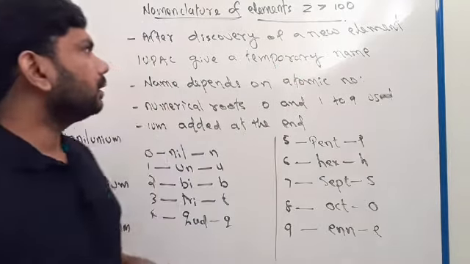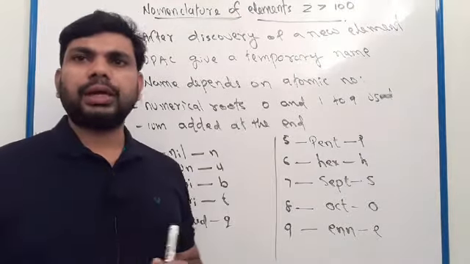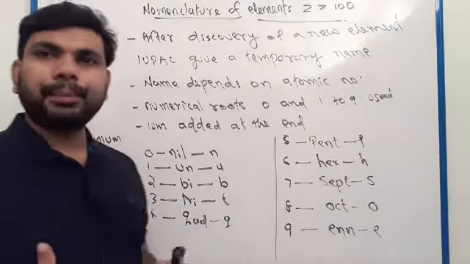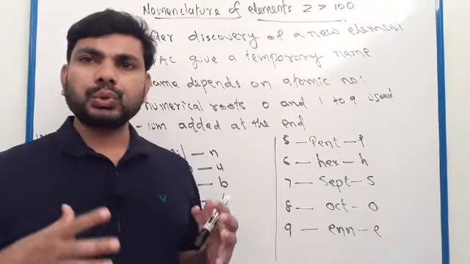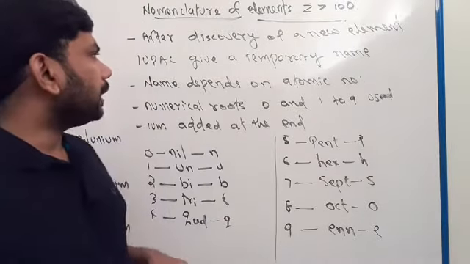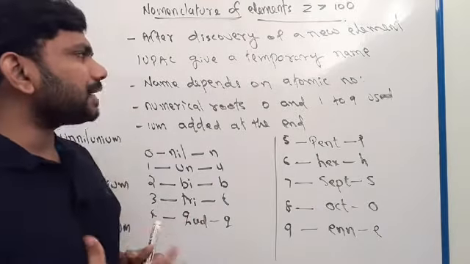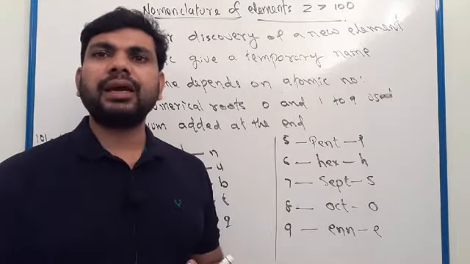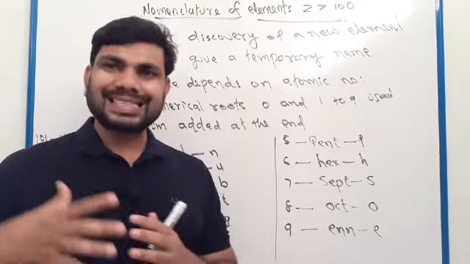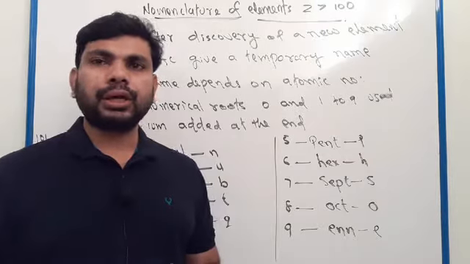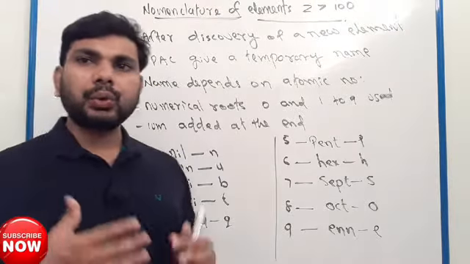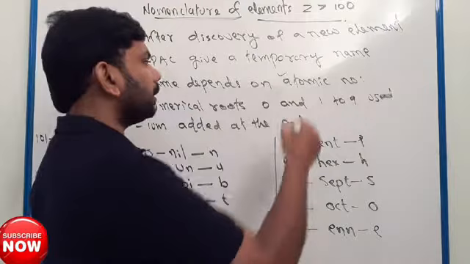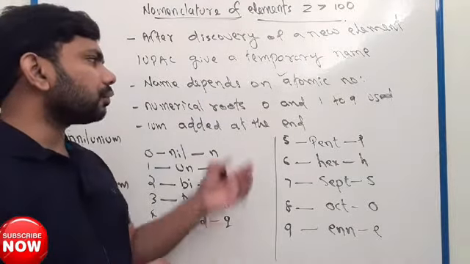After the discovery of a new element, IUPAC gave a temporary name. We are going to discuss how to give this temporary name, and this temporary name depends on the atomic number. There is an IUPAC system to give a temporary name. So we are going to discuss how to give this name. The name depends on the atomic number, and also some numerical roots are used.